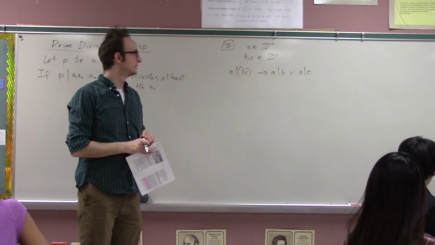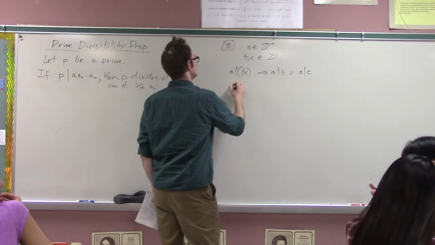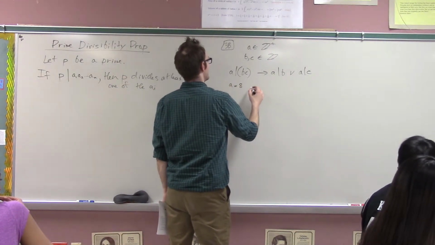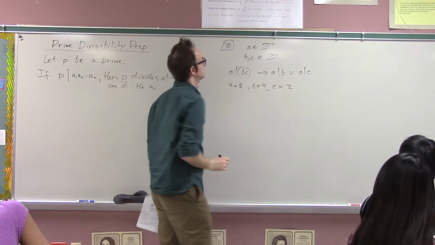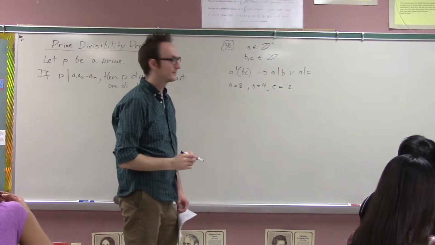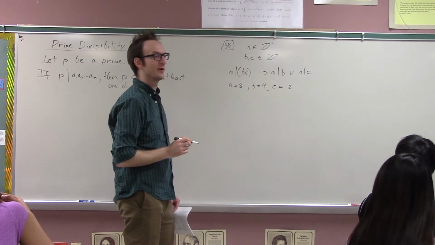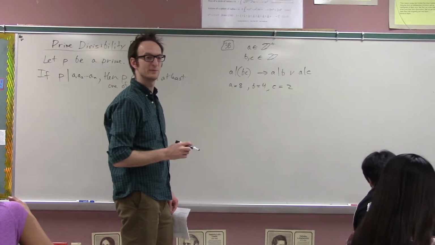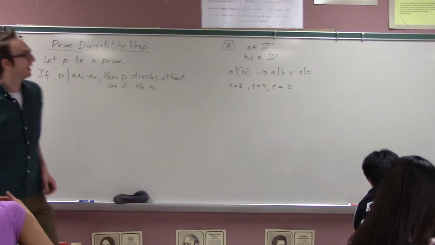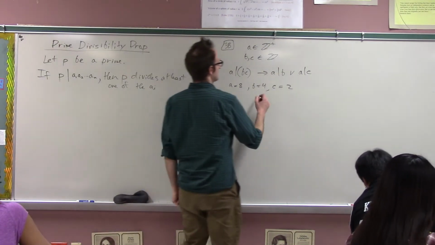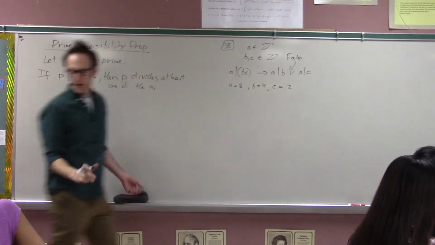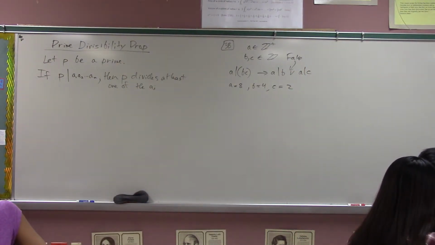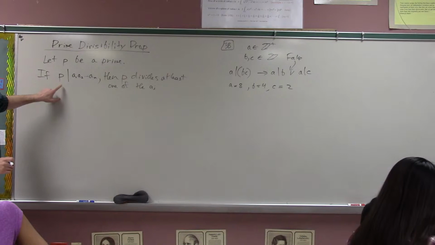A is 8, B is 4, C is 2. That works. 8 divides 8, but 8 does not divide 4 or 2. Okay, I'll take it. All right, so this is false. Number 38. Okay, well, for primes, however, that trick isn't going to work.